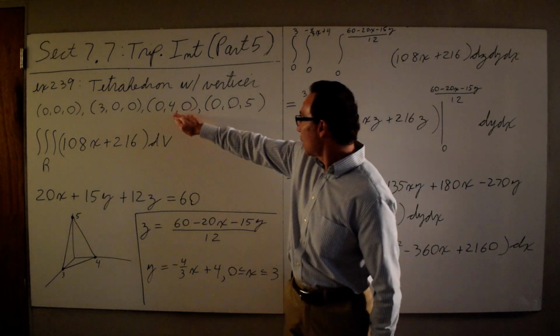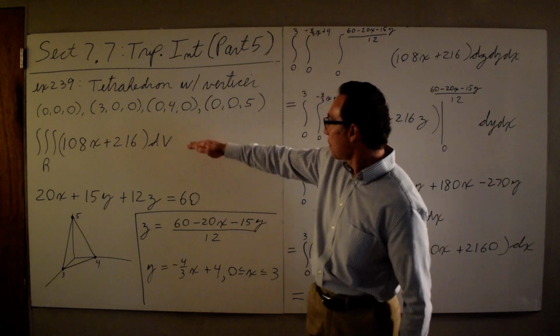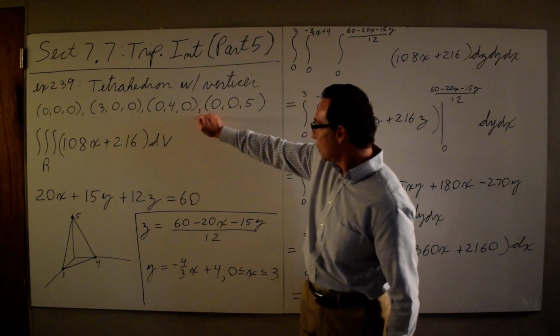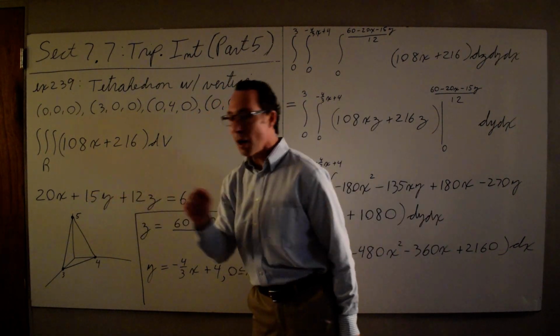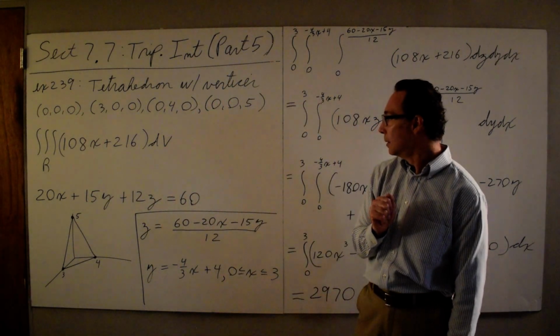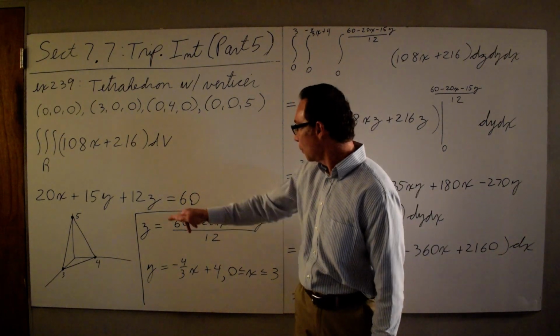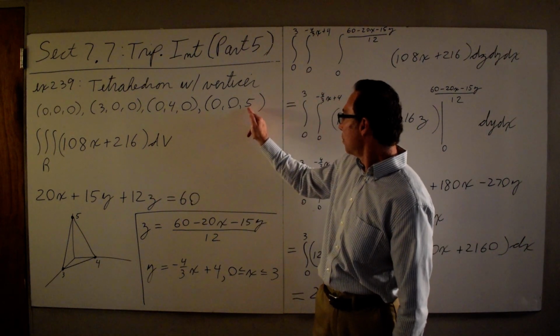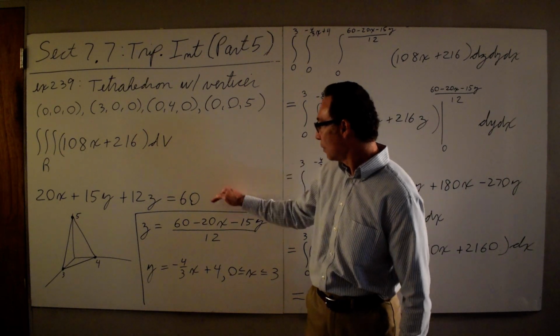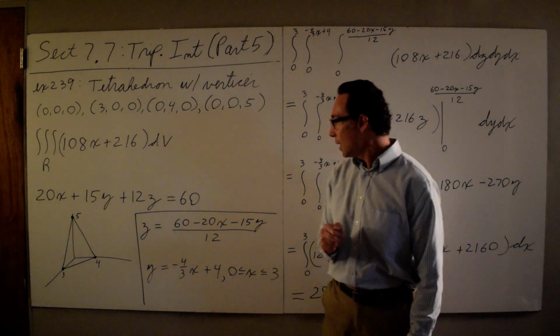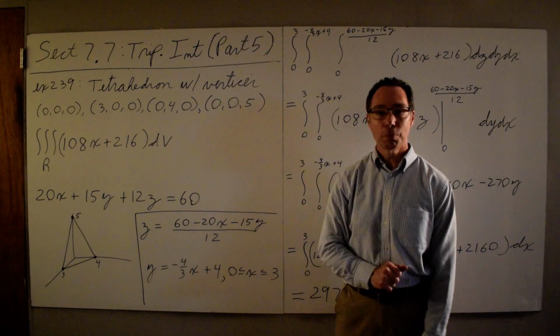Because 4 times 15 is 60, and the point (0, 4, 0) is on our plane, the coefficient for y has to be 15. And likewise, the coefficient for z has to be 12, because 12 times 5 is 60, and the point (0, 0, 5) is on our plane. So that's a little bit of a shortcut of finding this plane.